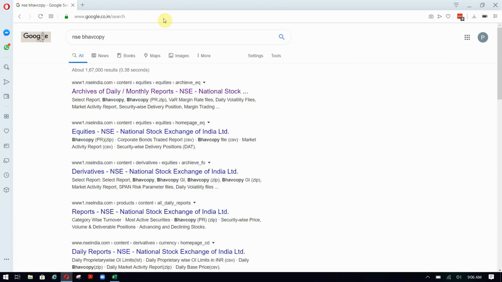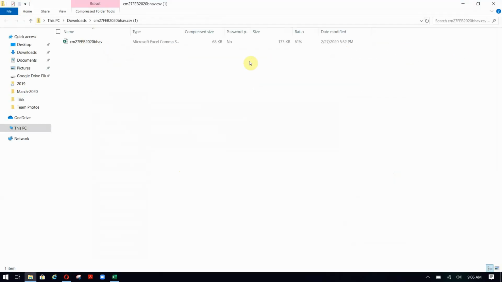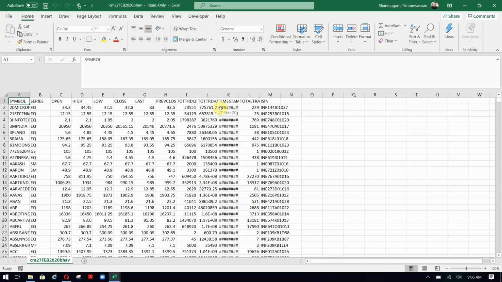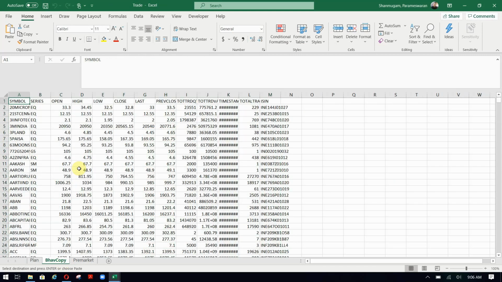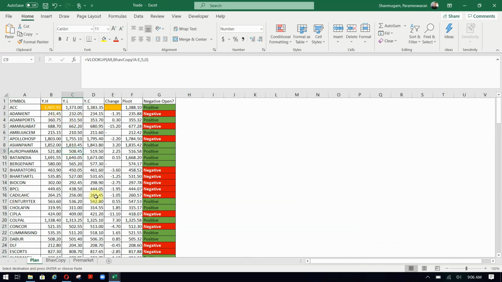I take the BOW copy from there. The BOW copy is the end of the day file which shows the high, low, close information. So I download that, copy that information and put it in my Excel. I do have VLOOKUPs already kept, so this high, low, and close information will be copied from the BOW copy and pasted here.